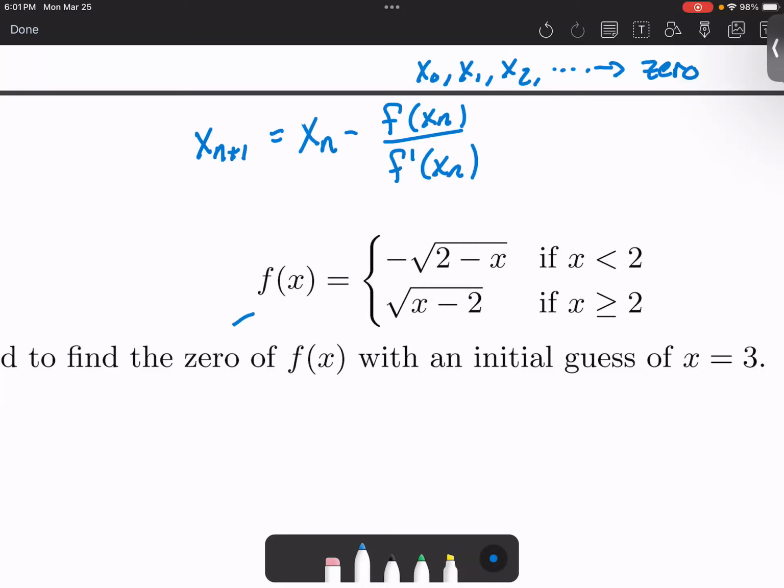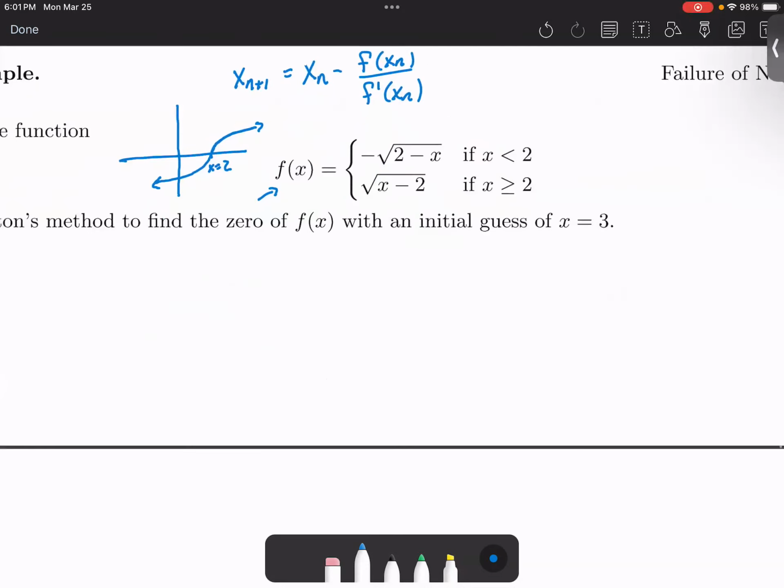And here is a counterexample, f of x. If we defined f of x as a piecewise function, which effectively kind of looks like this cube root character when x is equal to 2, it has some sort of shape that resembles that. We're going to show that Newton's method does not zoom in on that 0 right there when we have an initial guess of 3. We're going to show that it actually bounces back and forth between two values, and it never actually zooms in on the 0.